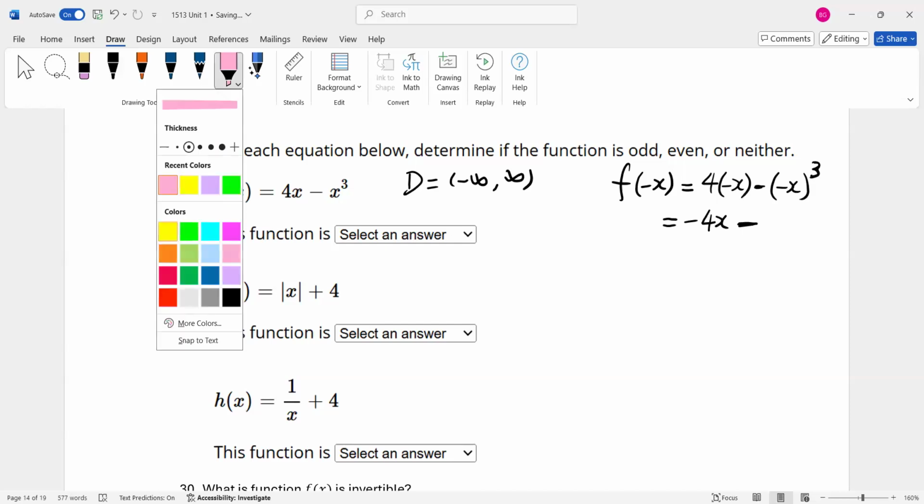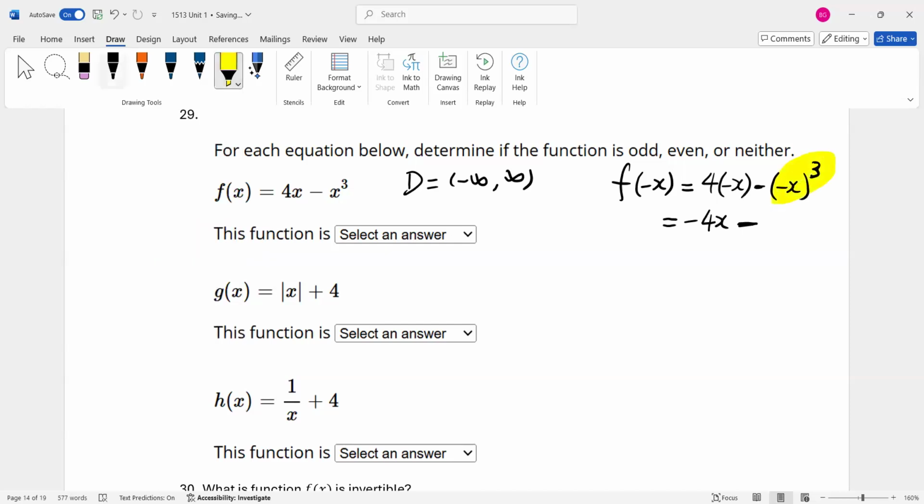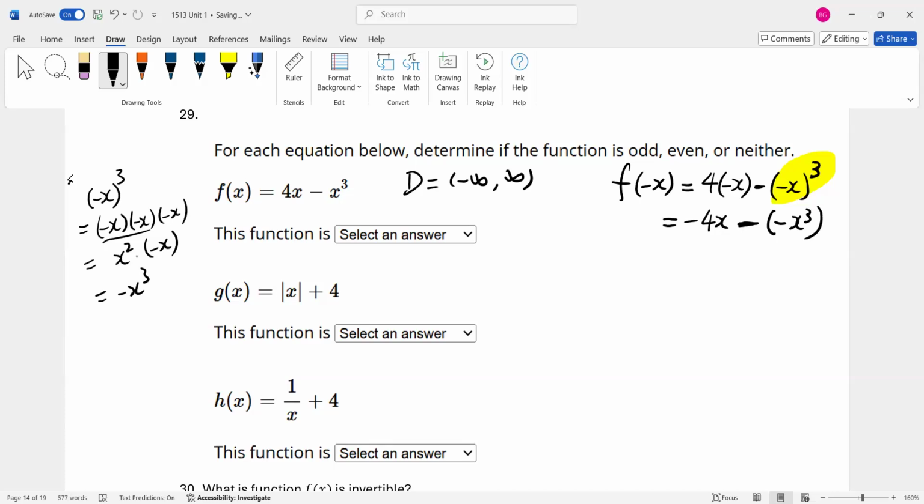Slow down. It does take a lot of algebra in pre-cal, and pre-cal assumes you are very skillful with those things. Negative x to the power of 3, negative x, negative x, negative x. Negative x times negative x, positive x squared, times negative x. Positive times negative is negative, so negative x cubed. So this part, the yellow part, is a minus negative x cubed. Be very careful when you have minus negative. So we have negative 4x plus x cubed, right?